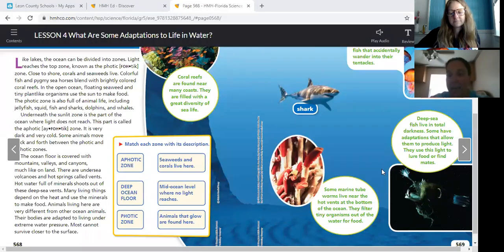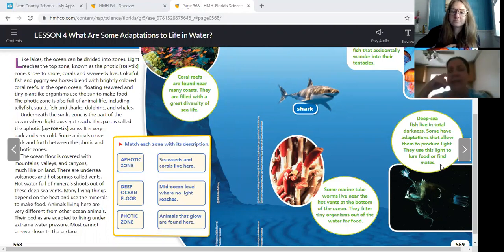So we've got marine tube worms. These live near the hot vents at the bottom of the ocean. They filter tiny organisms out of the water to get their food. And then, of course, we have this anglerfish, like what Miss Lamb was just talking about in Finding Nemo. Deep sea fish live in total darkness. Some have adaptations that allow them to produce light. They use this light to lure food or find mates.